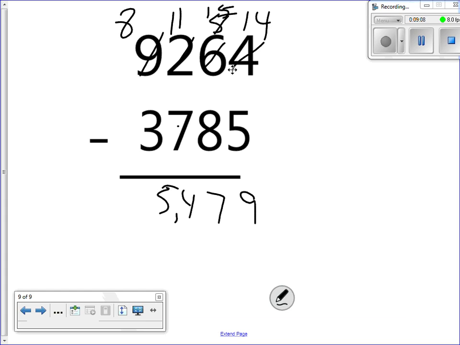All right, hopefully this helped you tonight. Remember, press pause, rewatch the videos, you can rewind, you can fast forward. This should help you with a review of subtraction. Remember, the answer to a subtraction problem is called the difference.